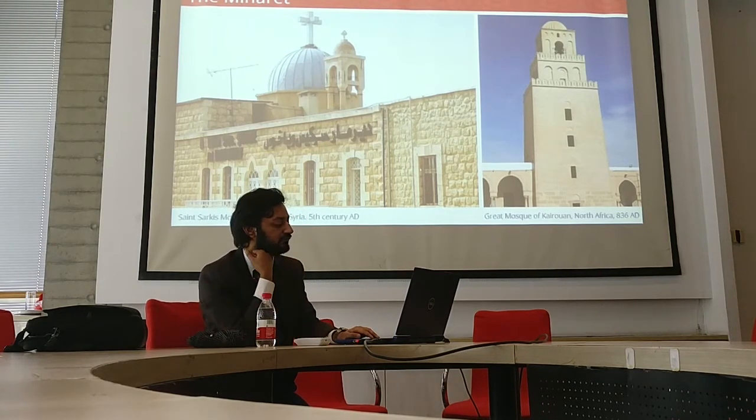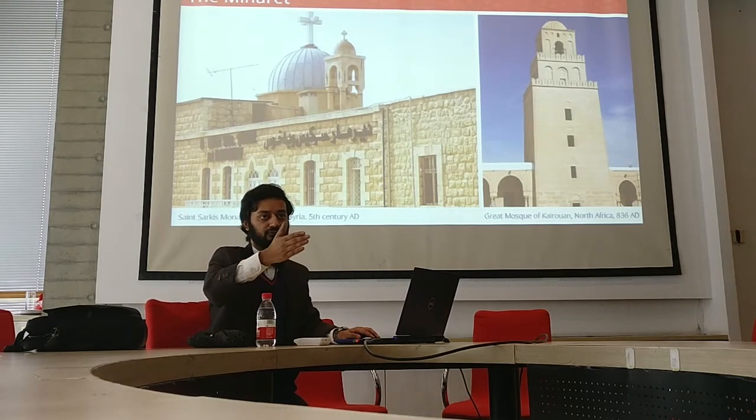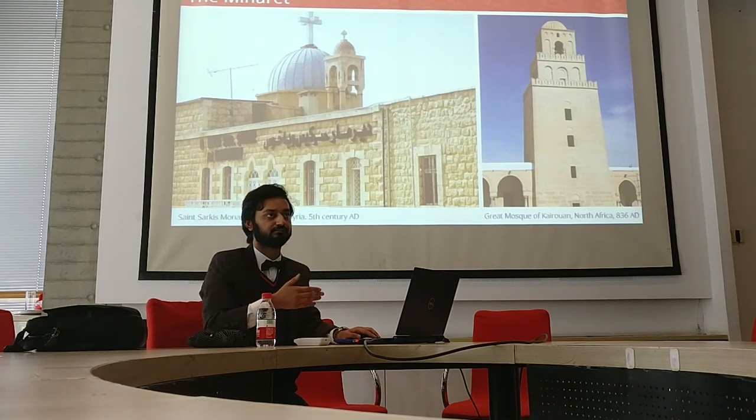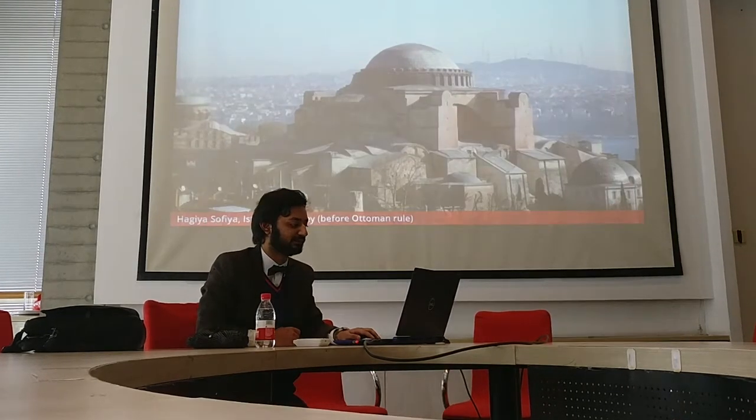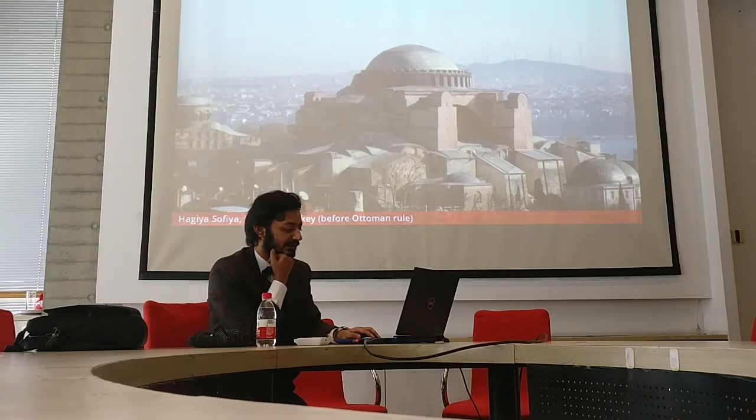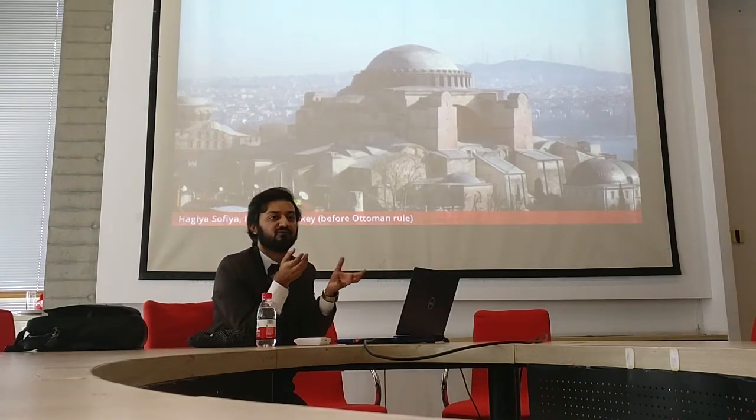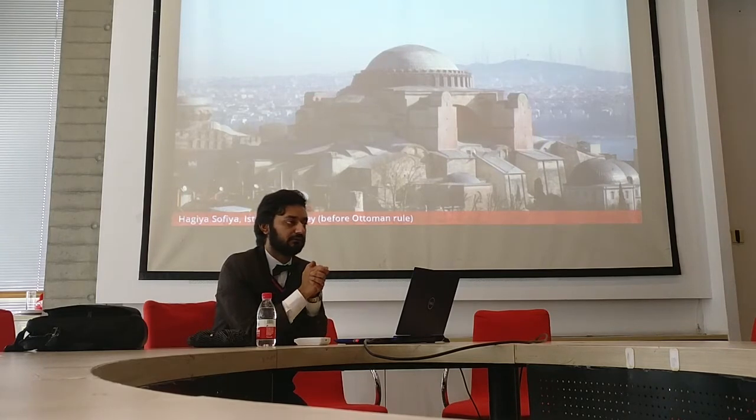So on the left you have a 5th century Syrian church complex, and on the right you have this mosque in Africa from the 9th century. Of course, I'm going to jump between a lot of centuries, because there's so much stuff in between. I can't cover it all. And another example of how they borrowed different elements, that conceptual filter that worked.